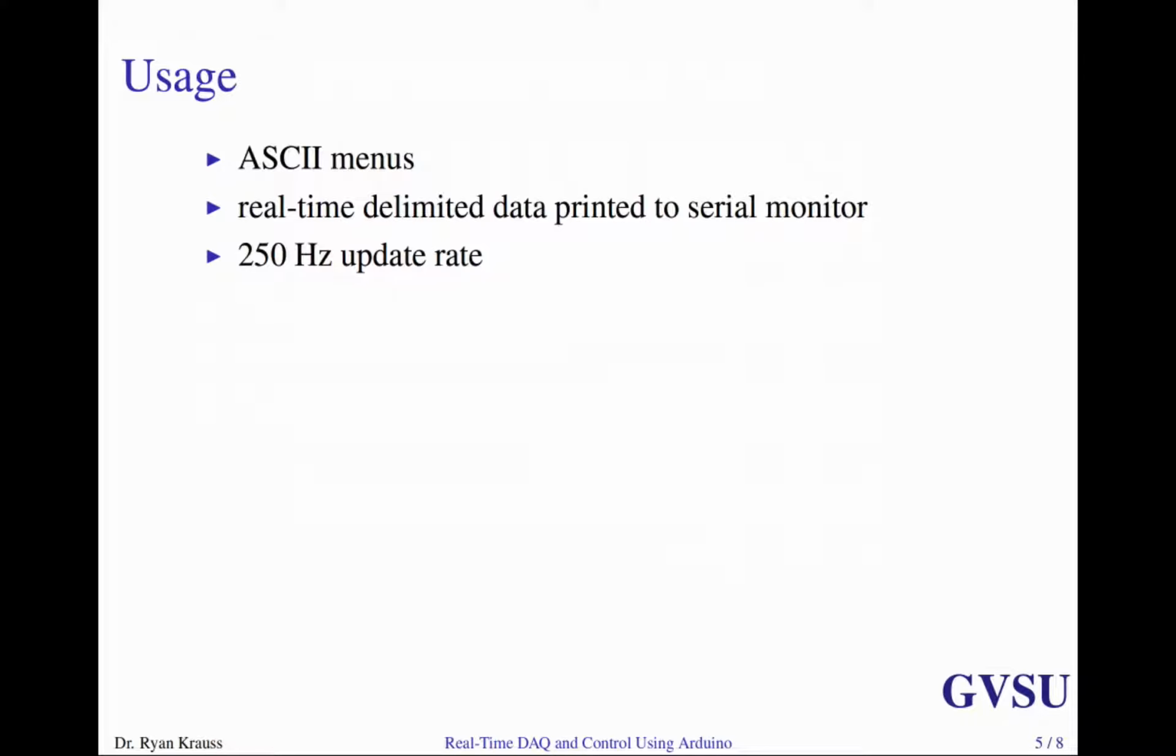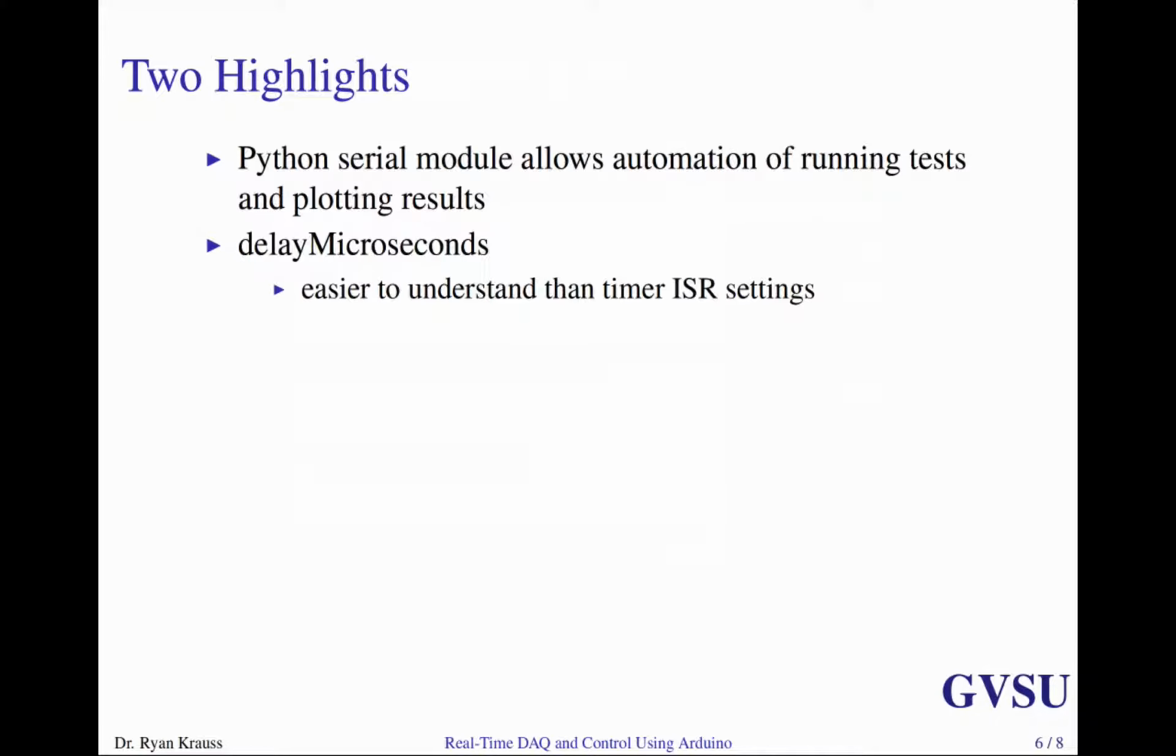I can run real-time experimental tests completely from the Arduino serial monitor, and then we could copy and paste data from the serial monitor into a CSV file, and I can run these tests at least 250 hertz. I'd like to highlight 2 aspects to what I'm doing that I think are novel. One is that we can use Python to automate the testing and make it easier to just run tests and immediately see the plotted results.